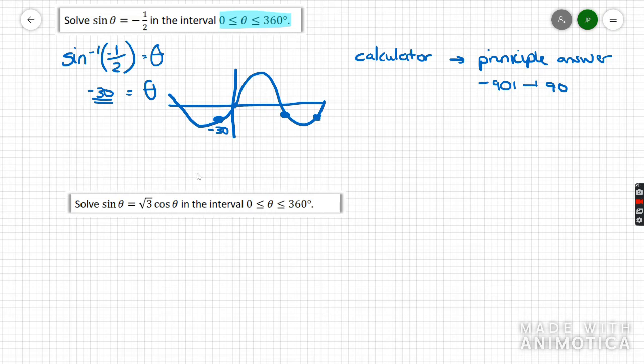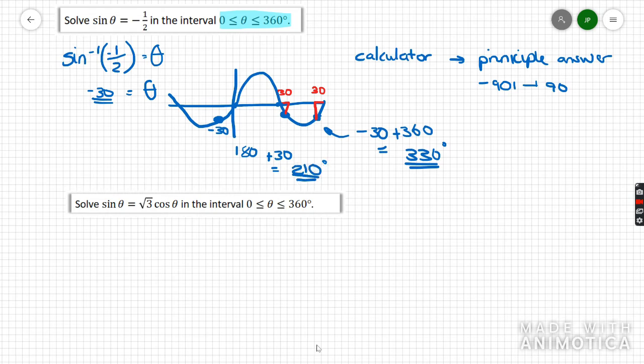Now I know that sine repeats every 360, so I can find this one here nice and quickly, because if I just add on 360 to minus 30, I'm going to get one answer at 330 degrees. Then I've just got to think carefully about how I get this one. Because of how symmetrical these graphs are, if I know that distance there is 30, that distance there must be 30. So my second answer can come from doing 180 degrees, because that's my intersection point of the sine graph, add on 30, so my other answer is going to be 210.